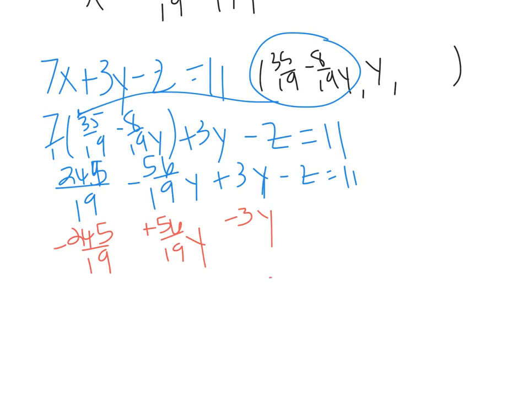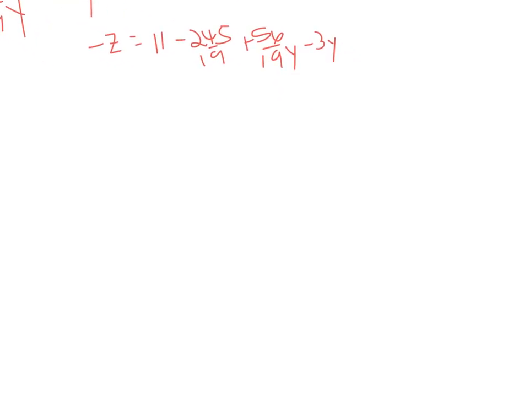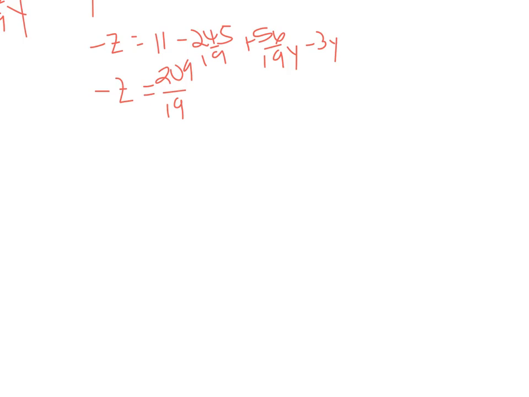So I'm going to be left with negative z equals 11 minus 245/19 plus 56/19 y minus 3y. So let's simplify that as much as we possibly can. So I'm going to just keep the negative z for now. We'll divide that -1 out in a little while. I need to make 11 have a common denominator of 19. So my denominator is going to be 19. And 11 times 19 is 209. And I need to subtract 245/19.